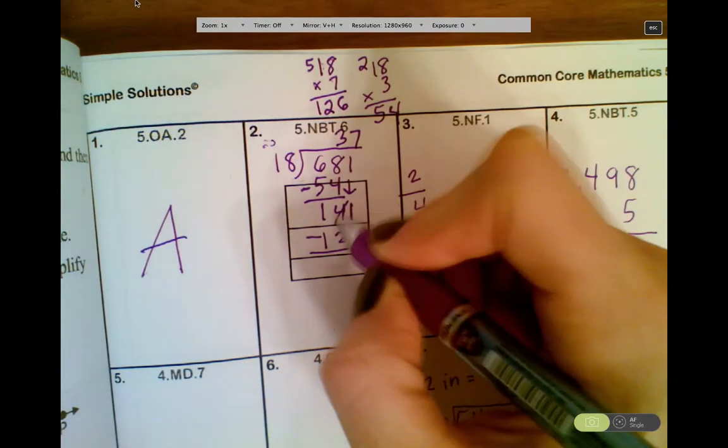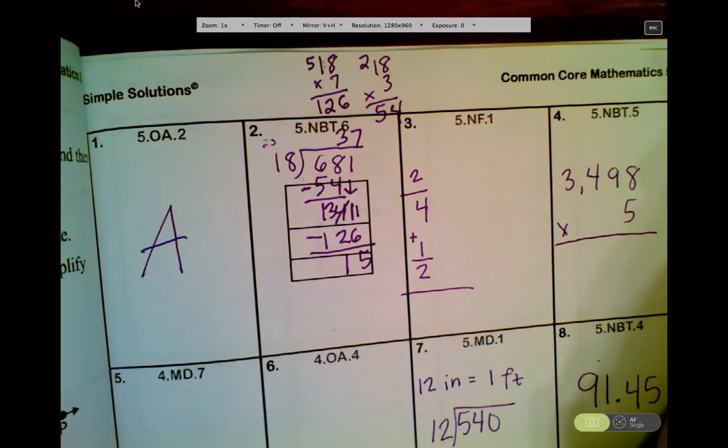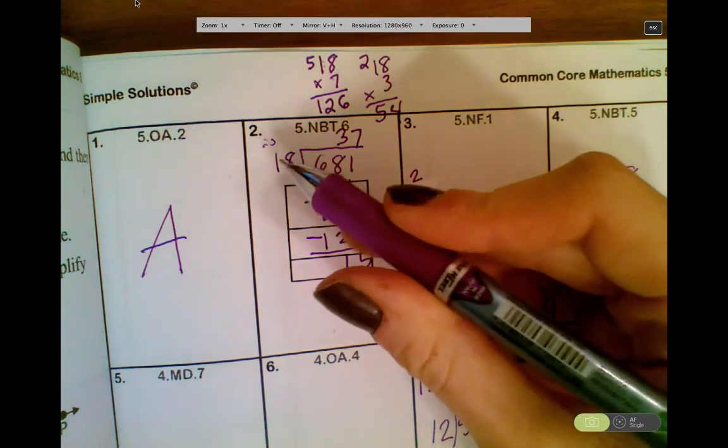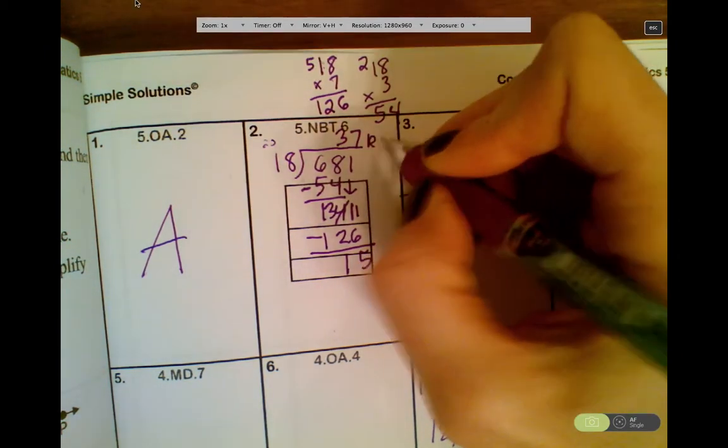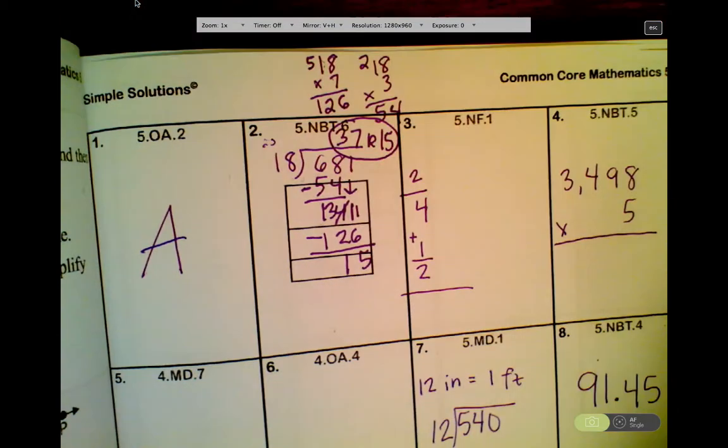I'll subtract, and I get 15. I see that 15 is less than 18, so I know that can be my remainder. So my answer is 37, remainder 15.